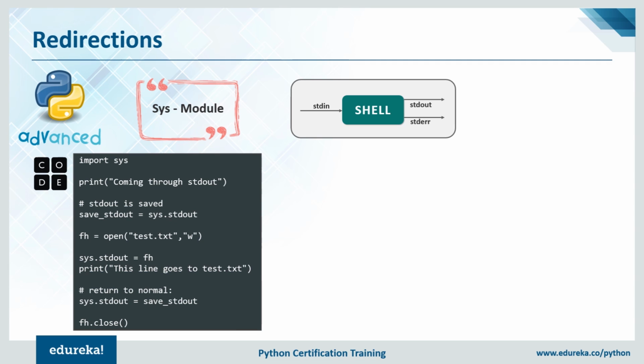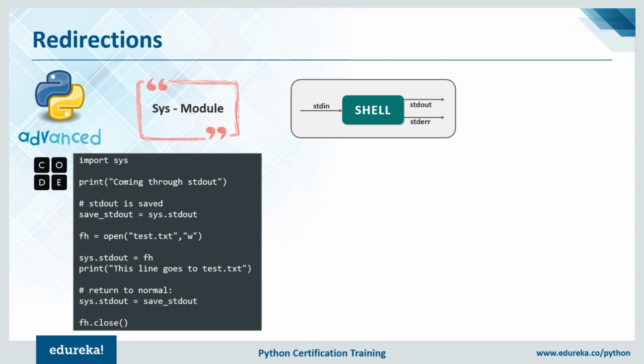So the first statement uses the regular standard output, stdout. So the text coming through stdout will be printed into the terminal from which the script has actually been called. In the next line, we are actually storing the standard output channel in the variable save_stdout, so that we are capable of restoring the original state at a later point in the script.